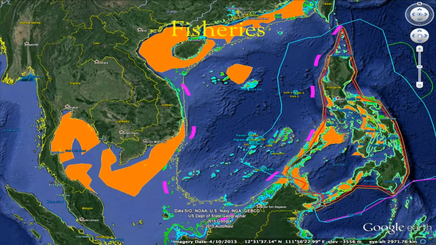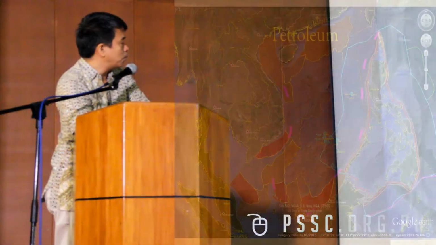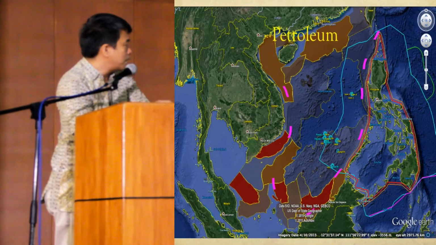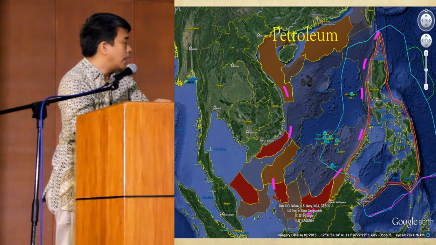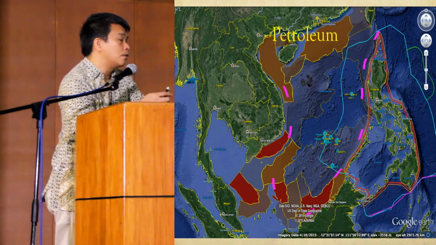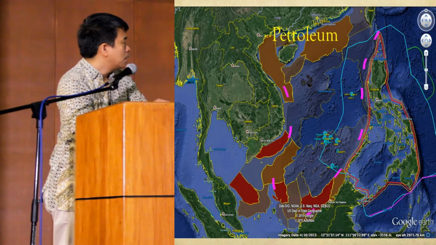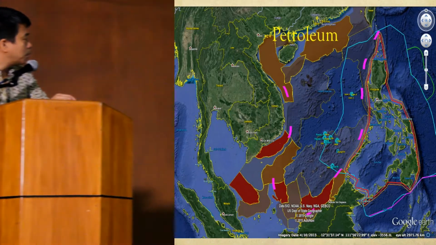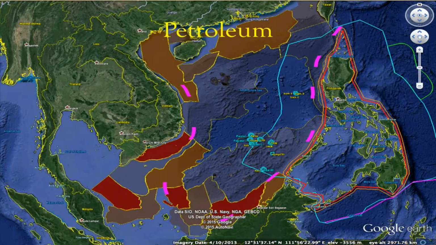Okay. This is a representation of the so-called sedimentary basins where petroleum reserves can be found. The redder they are, the more petroleum reserves there are. Okay. And so you'll see that again, similar to fishing, when you talk about petroleum, actually most of the petroleum is near the coastline of the various countries.